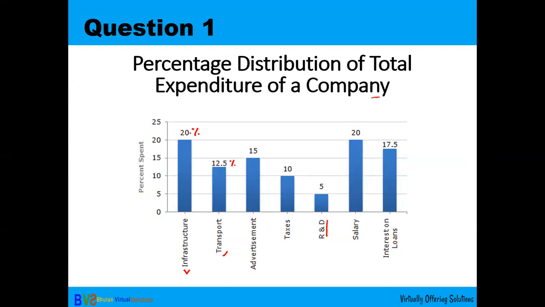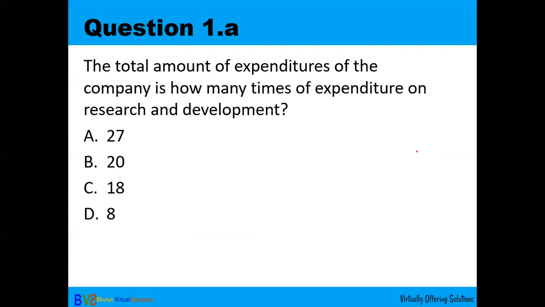Alright. When you add all this, 20 plus 12.5, 15, 10, 5, 27.5, you will find out that this will come to 100%. Okay, what does it mean? It shows the total expenditure of the company. All right, so let us see what the first question is saying.